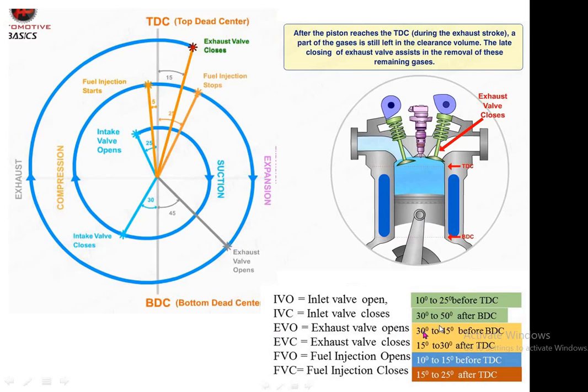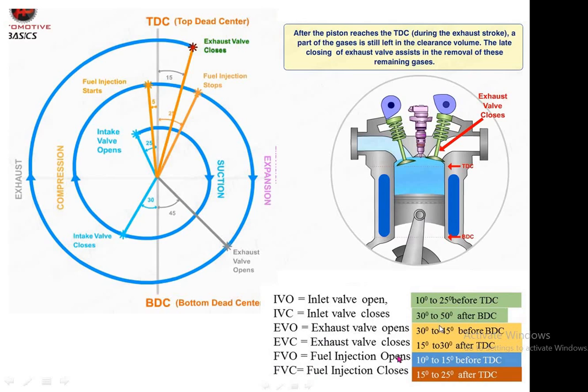Then the exhaust valve opens 30 to 45 degrees before the piston reaches the bottom dead center. So this is the early time of 30 to 45 degrees, so that the exhaust valve can be fully open during the exhaust stroke. And the exhaust valve is closed late, 15 to 30 degrees after the piston reaches the top dead center. So opening early and closing late of the exhaust valve facilitates total expulsion of the exhaust gases and prepares the cylinder for filling the complete volume with fresh air.